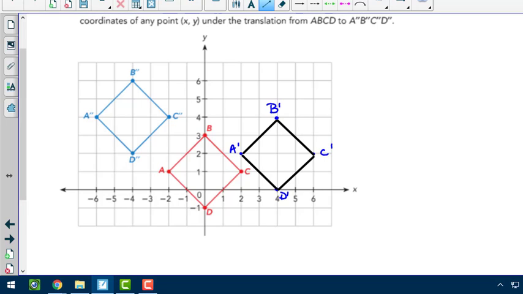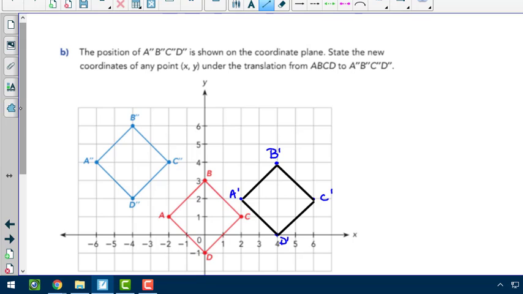Now the next question says the position of A double prime, B double prime, C double prime is shown also. So that's this lighter blue, looks like it's a rhombus here on the coordinate axis. So we have state the new coordinates of any point x, y under the translation from the original red to the double prime here. So how would you move this red rhombus to this one? That's what it's asking you.